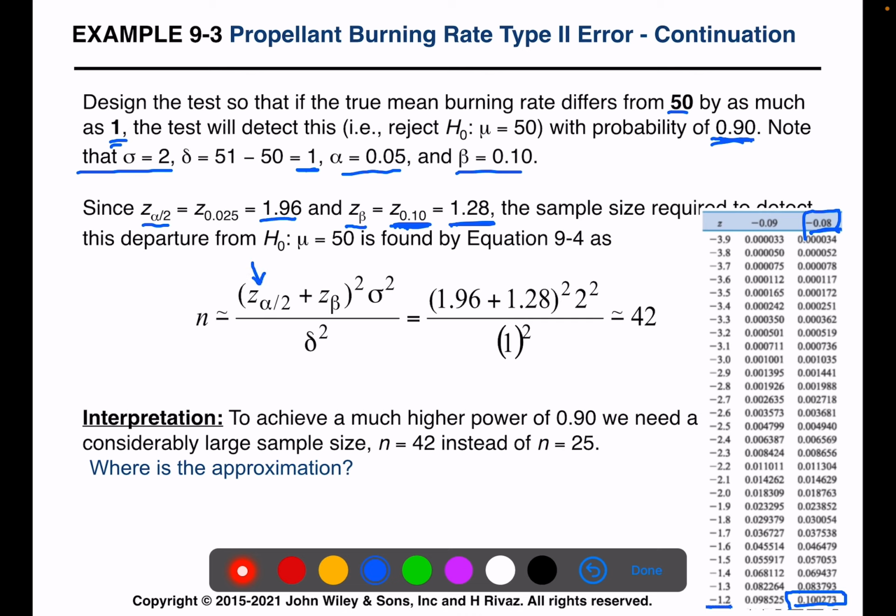So we have Z of alpha divided by 2. We have Z of beta. Sigma was 2. This is known, and delta is 1. So we plug into the equation, and we get 42 samples, right? So we see that 42 is more than the 25 that we had before. Before, we had 25 samples, and we saw that the power was 0.7. Now that we have 42, we satisfy the power of 0.9.